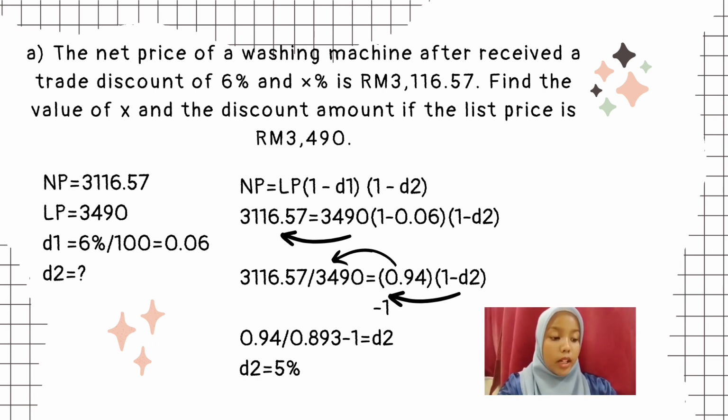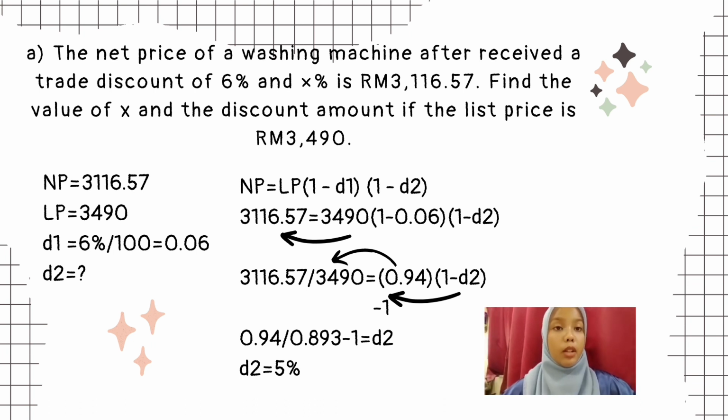So if you minus it, you will have 0.94 multiplied with 1 minus D2. But you cannot solve with this. So in order to solve it, you have to move 0.94 to the left, right? So you will have 0.893 divided with 0.94.